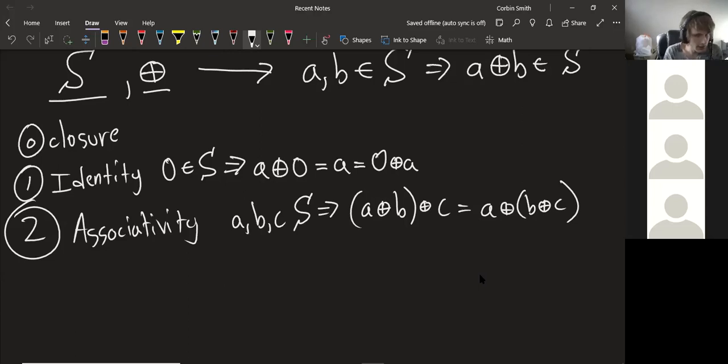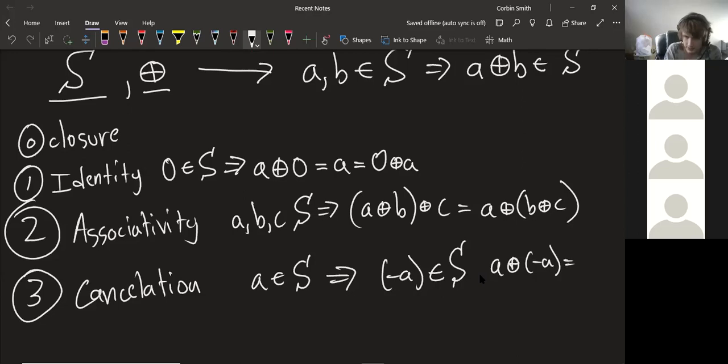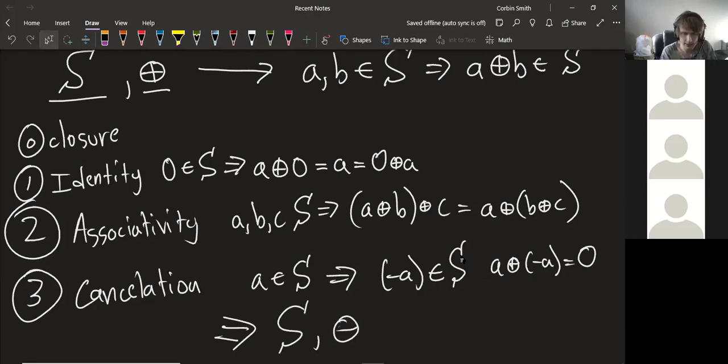And then the final property is cancellation. So we're going to say that if A is in our set, then there's also a minus A in our set so that A plus minus A is equal to our identity. So there's actually a lot of mathematical things that have these 4 properties, and we call all of them a group. S plus is a group.